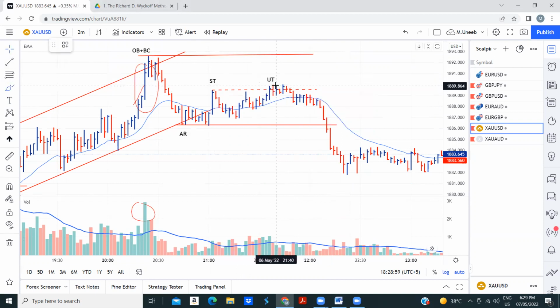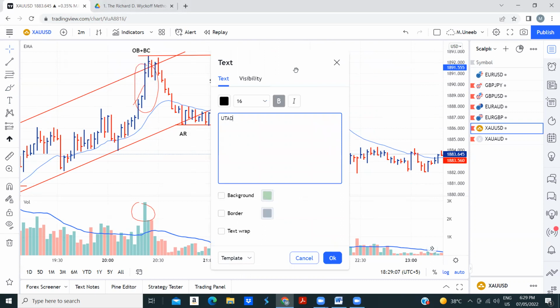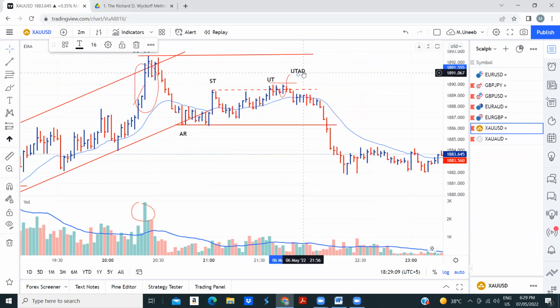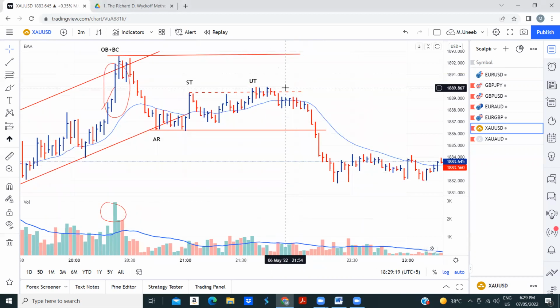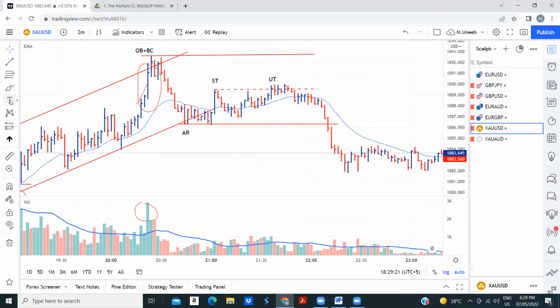Sometimes the price after upthrust will go down, come back again, and then make a UTAD. But this is not always the situation. You have to understand the concept. You don't have to just say, okay, UTAD. In this situation, there is no UTAD. UTAD will not occur every time. Got it?